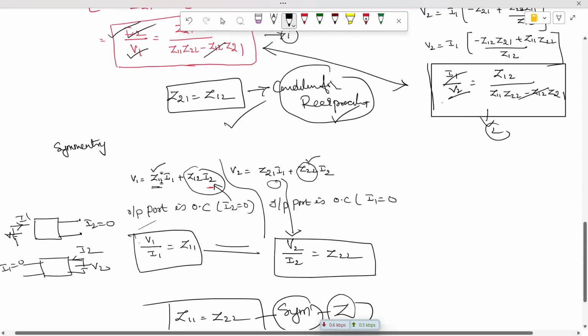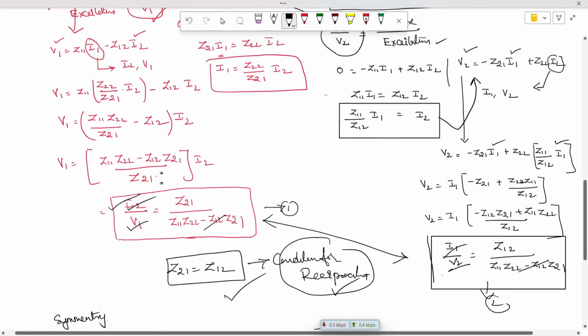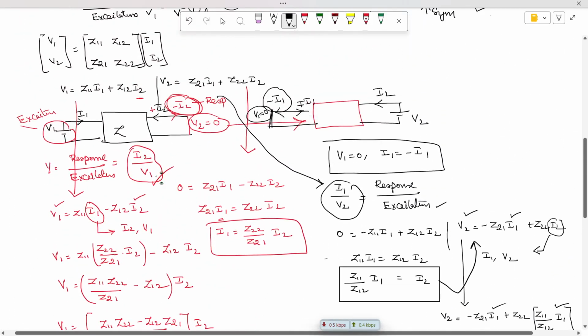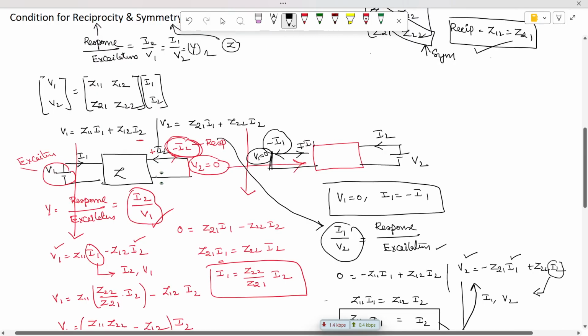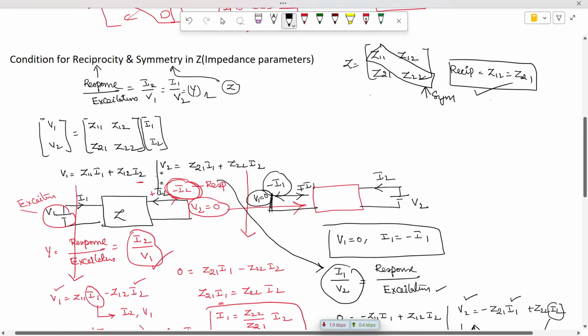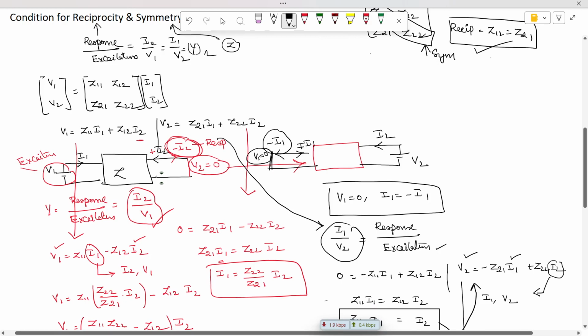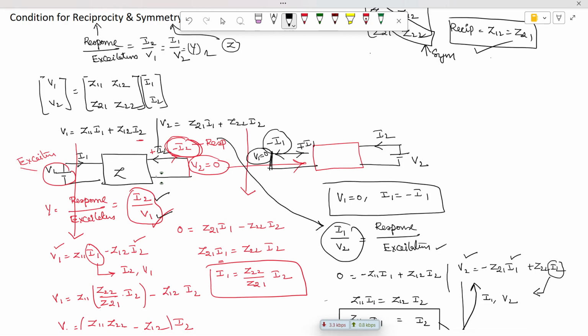So hope you understood the condition for symmetry in a Z parameter model is Z11 equal to Z22. The condition for reciprocity is Z12 equal to Z21. All the time when you are finding reciprocity, you have to find the response to the excitation. So I am revising the class. I am finding the I2 by V1 ratio, and similarly the I1 by V2 ratio, and comparing them to prove the condition for reciprocity.